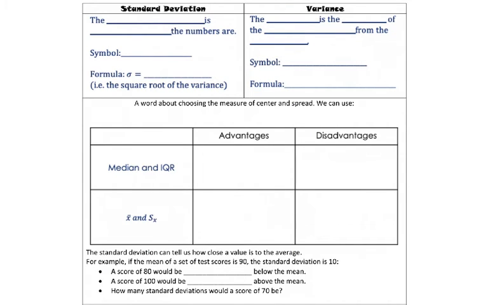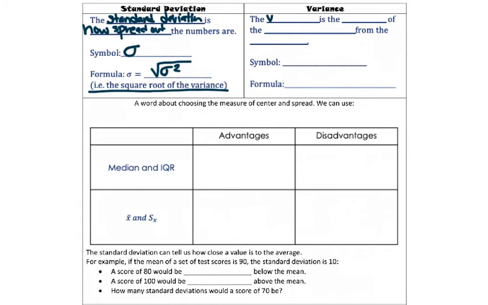Alright, let's talk about the difference between standard deviation and variance, because it's a little weird. First, the standard deviation is how spread out the numbers are. The symbol that we use for it is that Greek letter sigma, and the formula is like this. The square root of the variance is what we're doing.